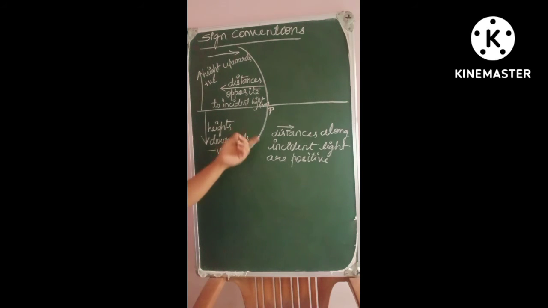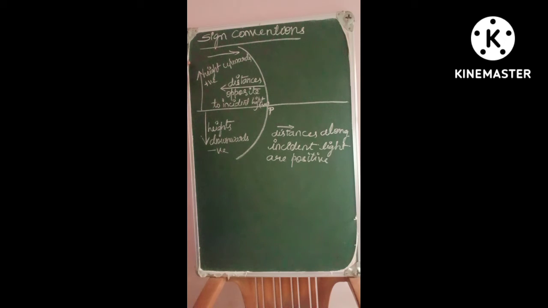Second one is the distances along the direction of incident light are taken as positive. Say this is the direction of the incident light. These distances which are all considered along the direction of the incident light, they are taken as positive, and the distances opposite to the direction of the incident light, they are taken as negative, and the heights downwards or heights below the principal axis, they are taken as negative.